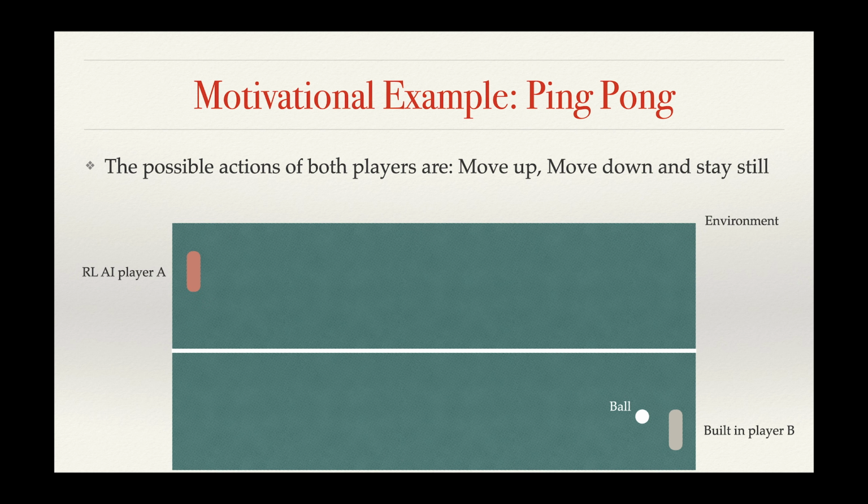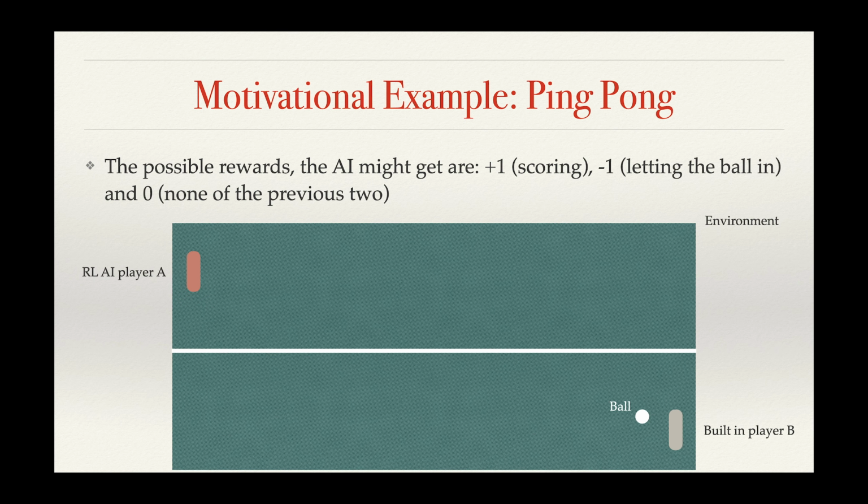Now the player has different actions to do: either move up, move down, or stay still. So don't move up or don't move down. The reward that this player could get is +1 if we score, which means, for example, this ball will go here. That means +1 as a reward for our player. -1 if they're letting the ball in, and 0 if nothing, if it is not scoring or letting go. For example, if the ball is still in between these two players and they are playing, and it's not scoring or letting in, then the reward will stay 0.